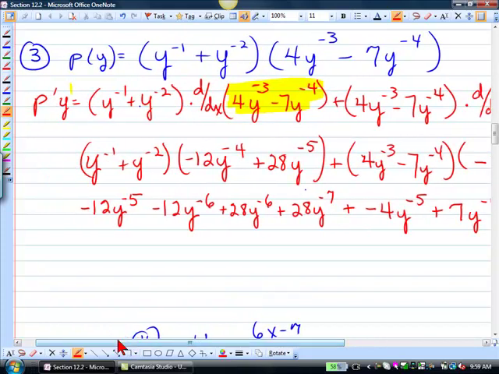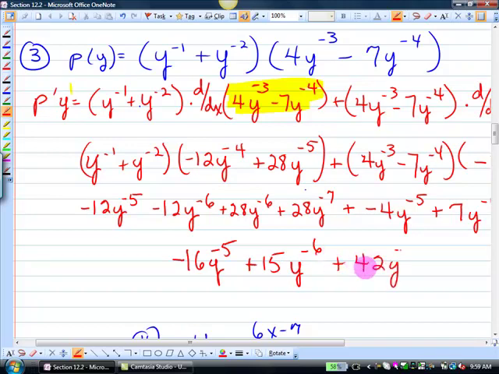All right. Now, if you've got that written, you need to collect like terms. And when you do, you would get negative 16y to the negative 5 plus 15y to the negative 6 plus 42y to the negative 7. So double check me on that, but I believe that that's our answer.